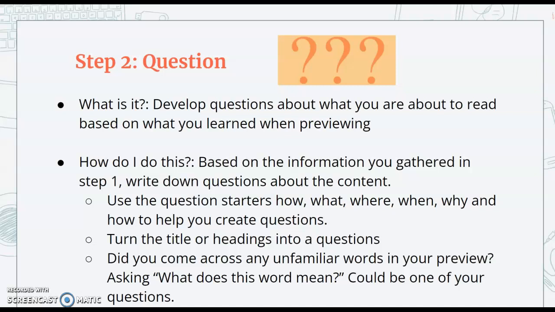The second step is question. In this step, you develop questions about what you're about to read based on what you learned in the previewing step, step 1. To help you form questions, start with question words like who, what, where, when, why, and how. Turn the title or headings into questions. If you come across any unfamiliar words while you're previewing, ask yourself, what does this word mean? Asking questions is an important part of the PQ4R method because it gives you a purpose for reading.